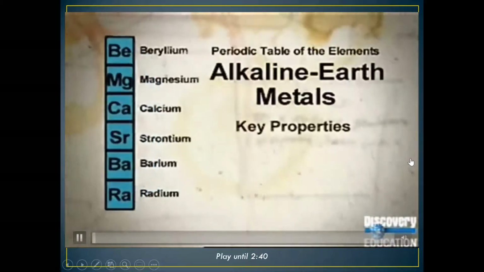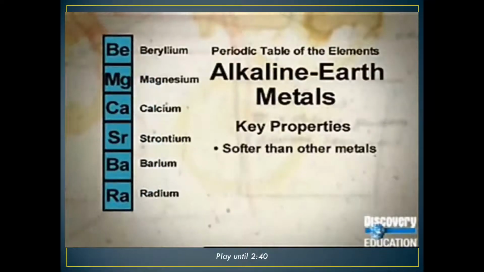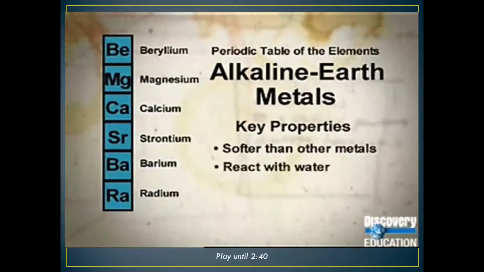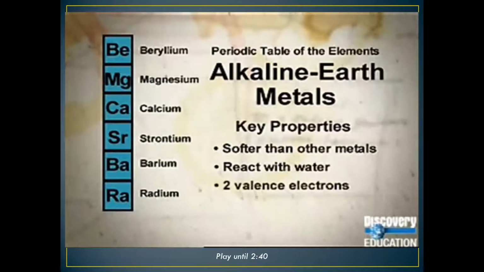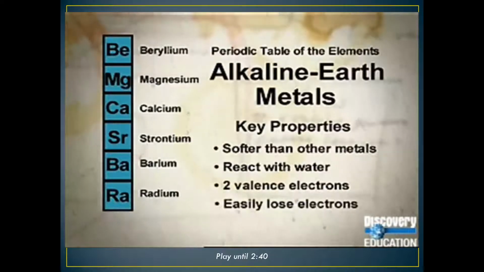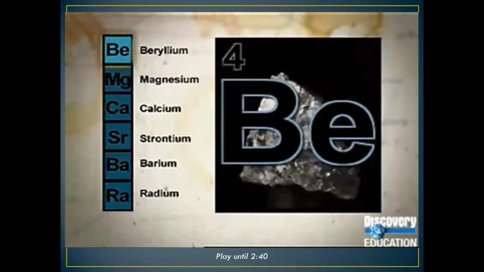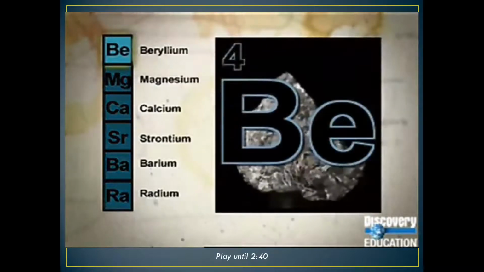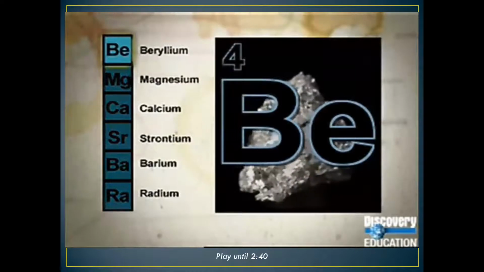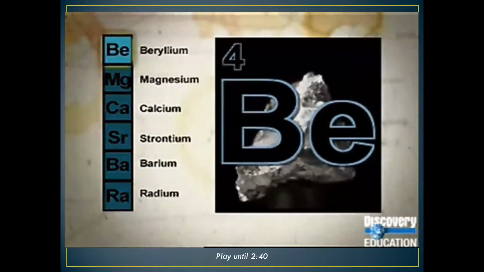The alkaline earth metals are generally softer than most other metals, and they react readily with water, particularly when heated. Each has 2 valence electrons in its outermost electron shell. They are powerful reducing agents that readily give up electrons to other substances. The element beryllium can absorb large amounts of heat, which makes it useful for spacecraft and aircraft construction.